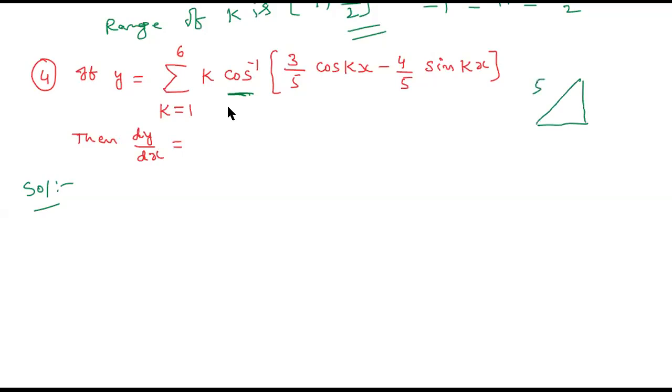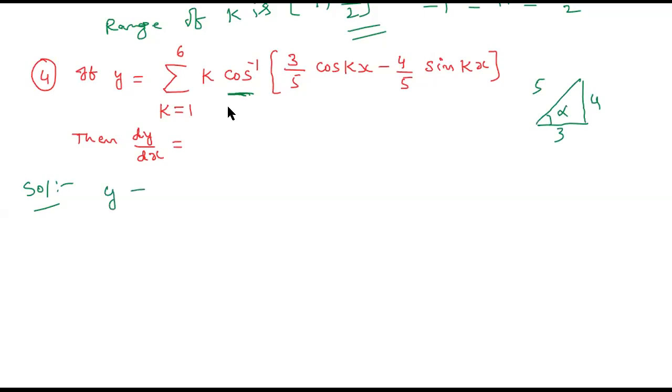This is 5. This is 3. This is 4. This is take alpha. 3 by 5 means what we can write? Cos alpha. 4 by 5 means sin alpha. Then we get the cos A cos B minus sin A sin B form.